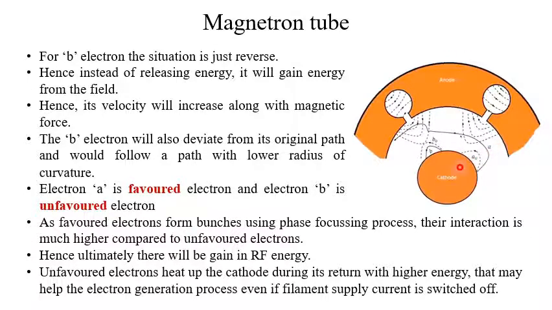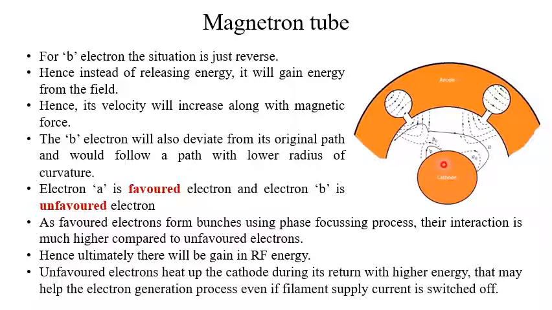But that's not all. If we consider another electron whose condition was just opposite, that means this B electron will face or will see an anti-parallel type of field. So what will happen to that particular electron? B0 was its original path. For B electron, B0 was its original path.